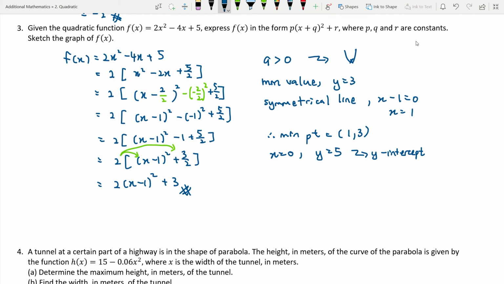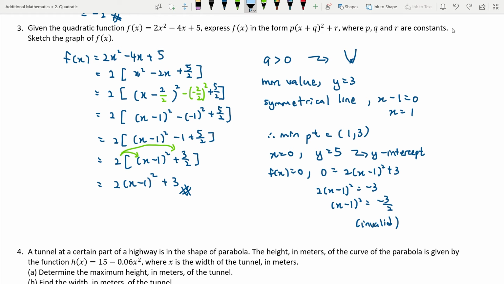For x-intercept, f of x is equal to 0. 0 is equal to 2 bracket x minus 1 squared plus 3. Bring the 3 to the other side. 2 bracket x minus 1 squared is equal to negative 3. x minus 1 squared is equal to negative 3 over 2. And this is invalid. Hence, we know that this graph is a smiling curve. Minimum point is (1, 3). 5 is the y-intercept. And there's no x-intercept.